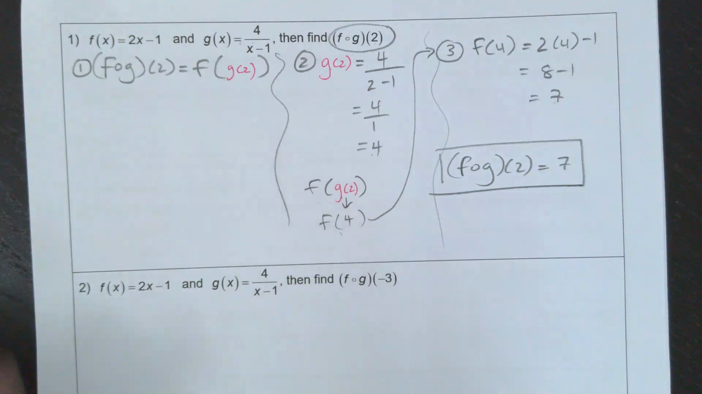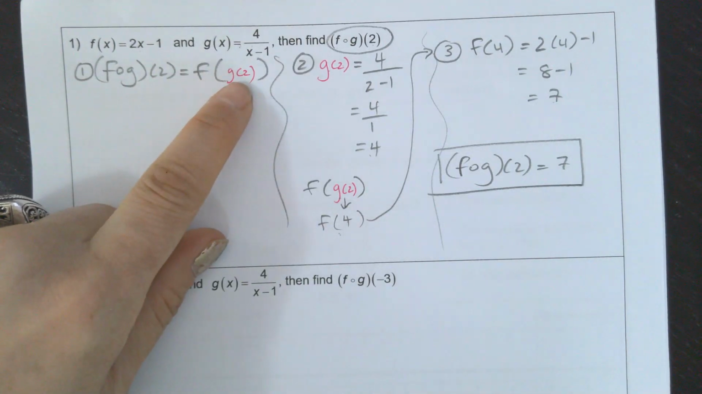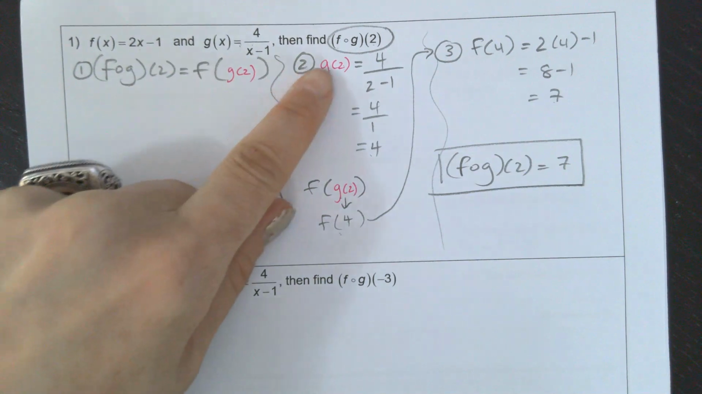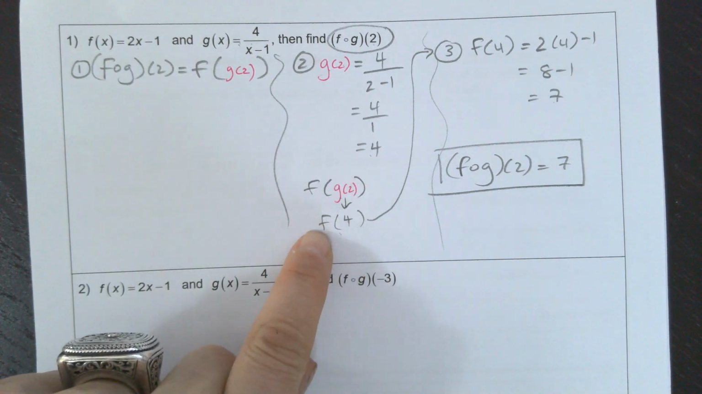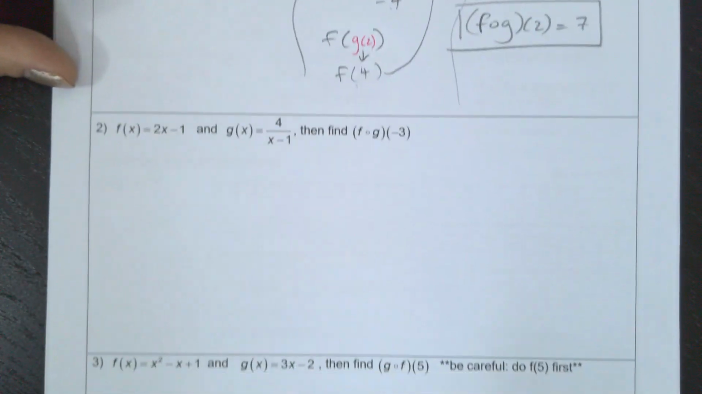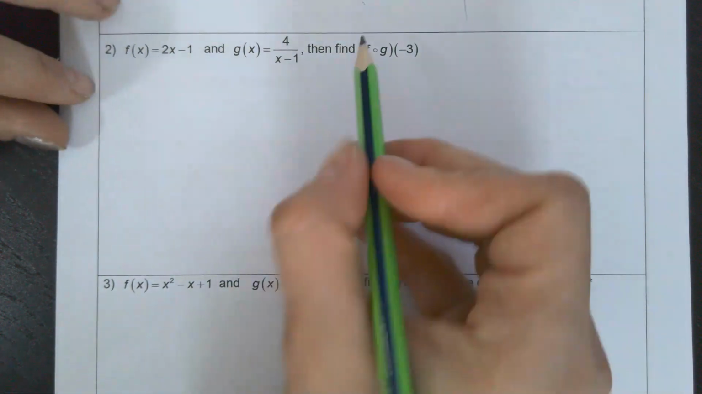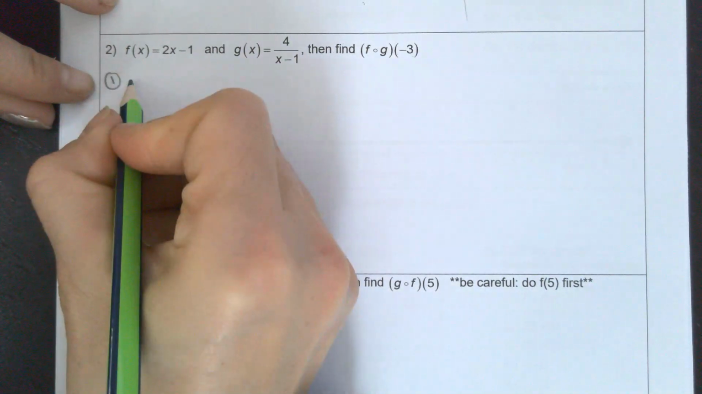Okay. So first I rewrite it. Then I find the value of the inside. Find that, substitute whatever that is into the outside function and find the answer. So let's do another one. f of g of negative 3. So step 1 is to rewrite it.